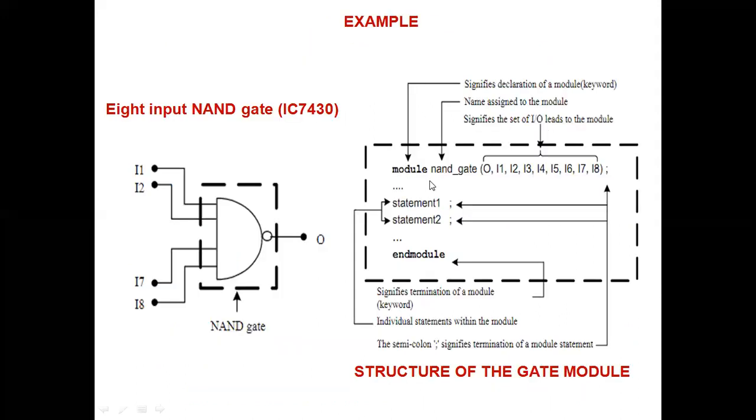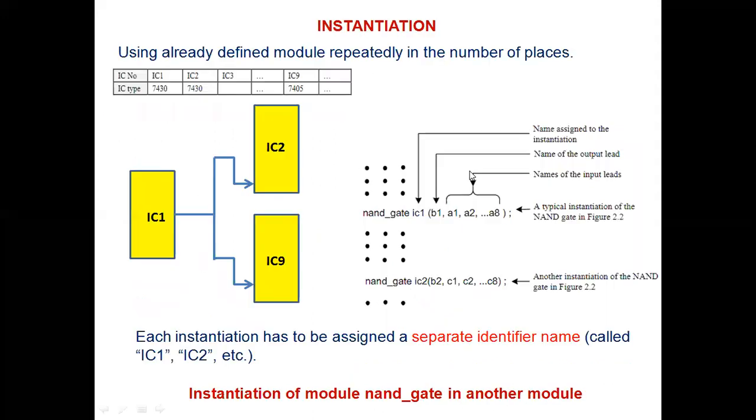So how do you instantiate? You have given this module a name. What is that name? NAND underscore gate. Now you just call it by that name, NAND underscore gate. Now next to it is IC1. What is IC1? It is the name of this instance.